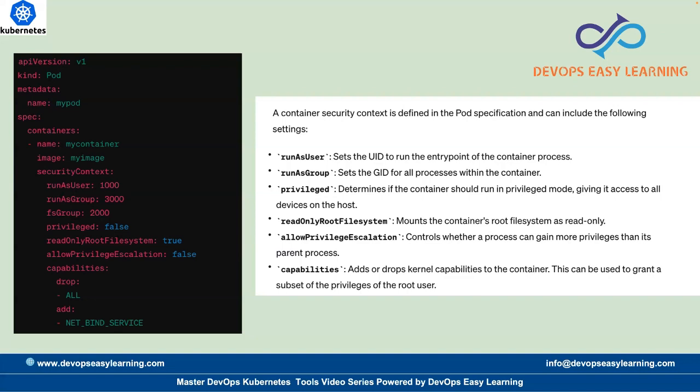When we say container security context, it means that it is only applicable to a specific container. When we say pod security context, it is actually applicable to all the containers in the pod.